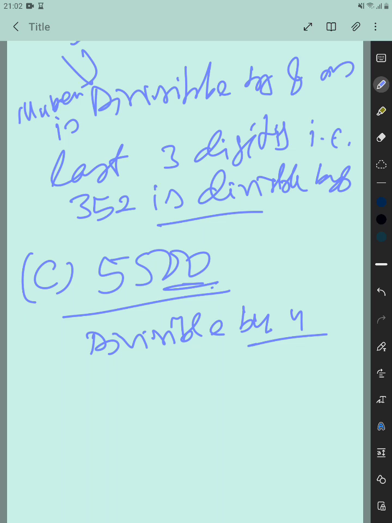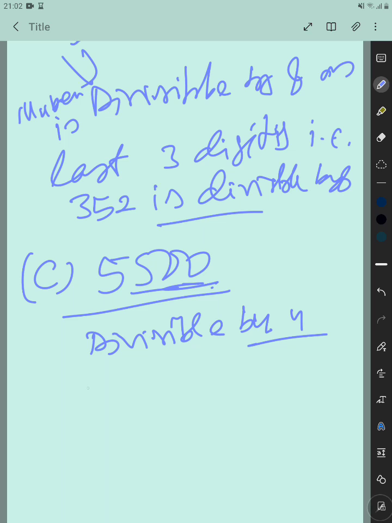Now we'll test for the divisibility of 8. Okay, so for testing the divisibility of 8, you need to divide 500 by 8. But if you see, it is not divisible by 8. 500 is not divisible by 8.